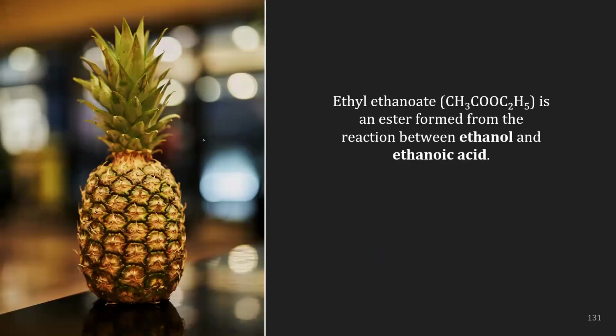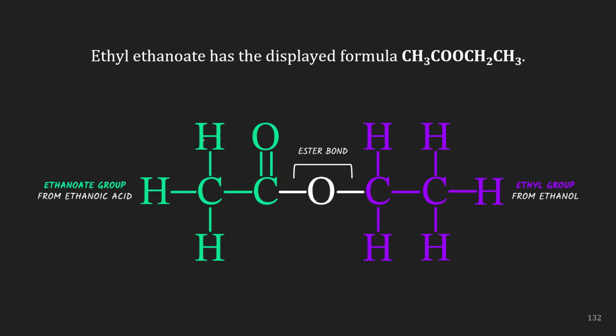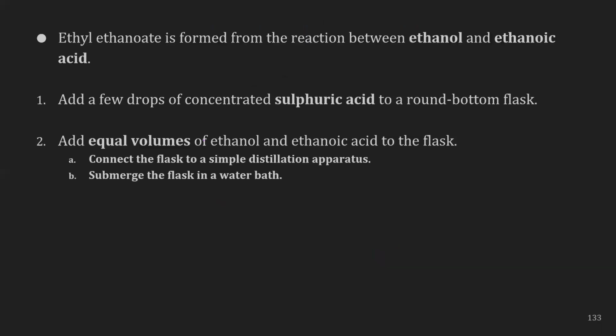Now, this is called ethyl ethanoate. It has a typical smell, and we can get this smell if you have tasted those tins of pineapple juices. Ethyl ethanoate has this displayed formula. This is the ester bond, COO, C double bond O, double oxygen. This is called ester, and how we make it, we use ethanol and ethanoic acid. Let us take this as an example.